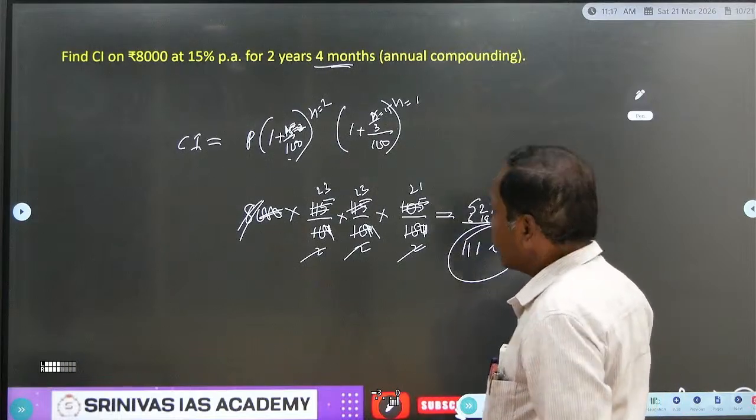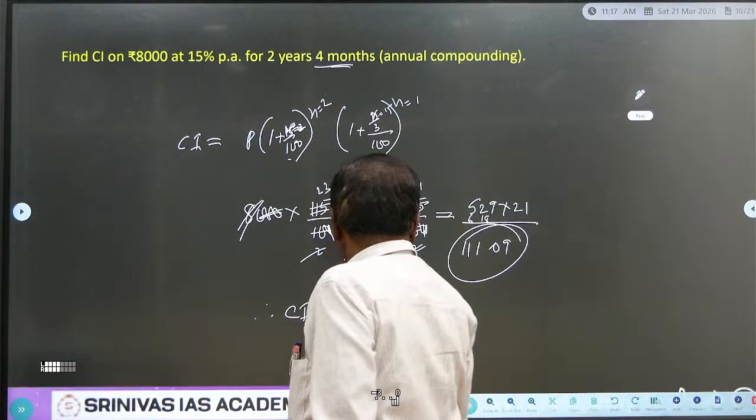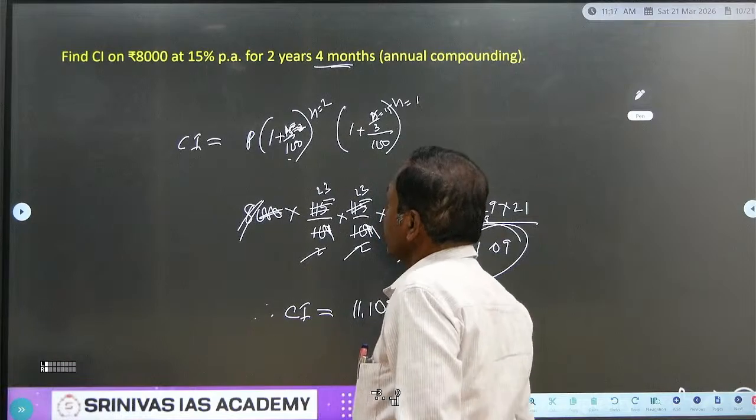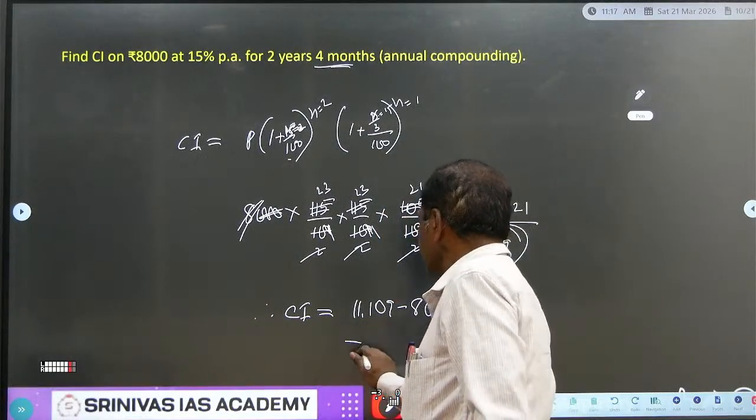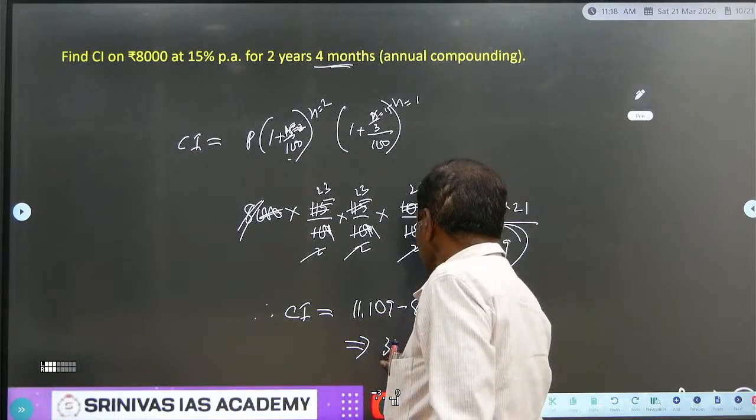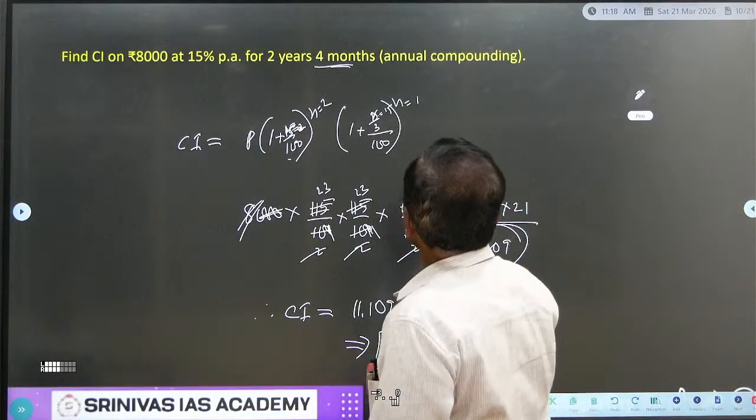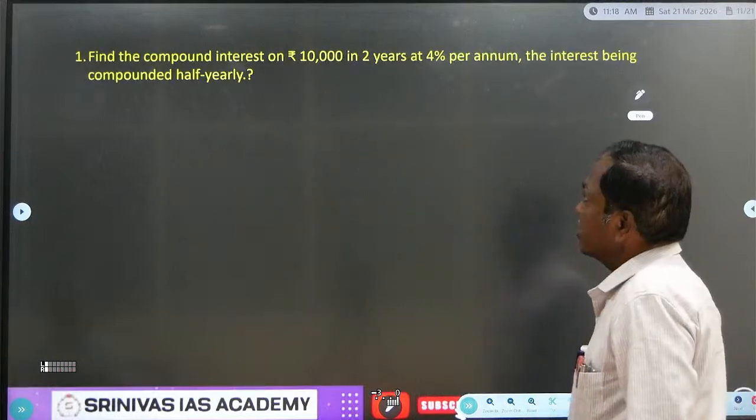Find the compound interest. Therefore, compound interest is equal to 11,109 minus 8,000. What is this? It is 3,109. Do you see the option? I think options are not typed. Leave it. Anyway, next one.